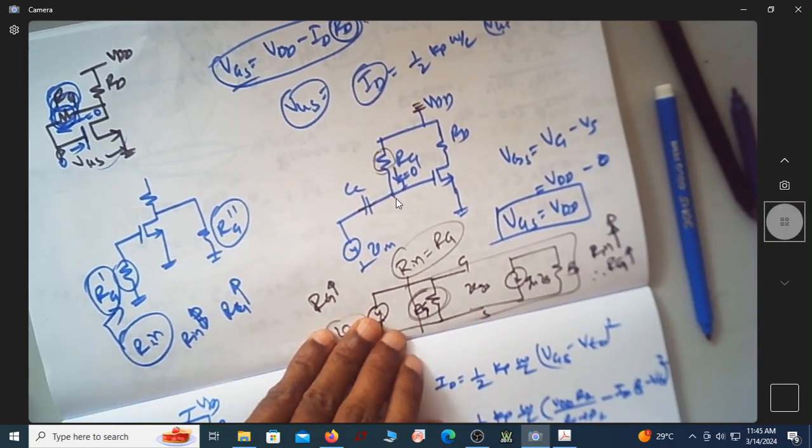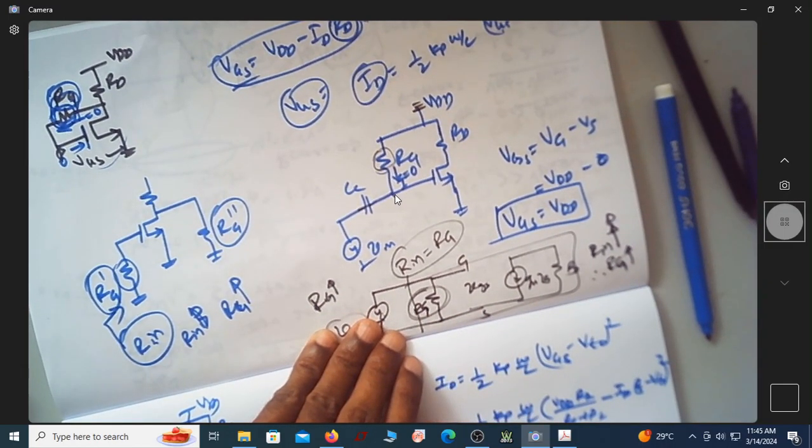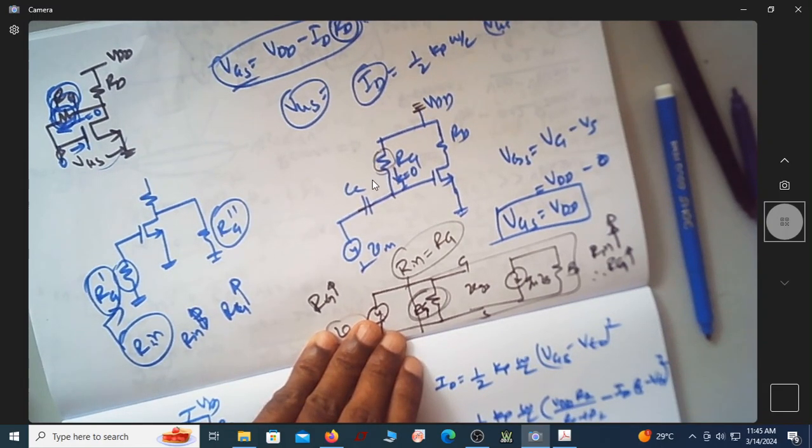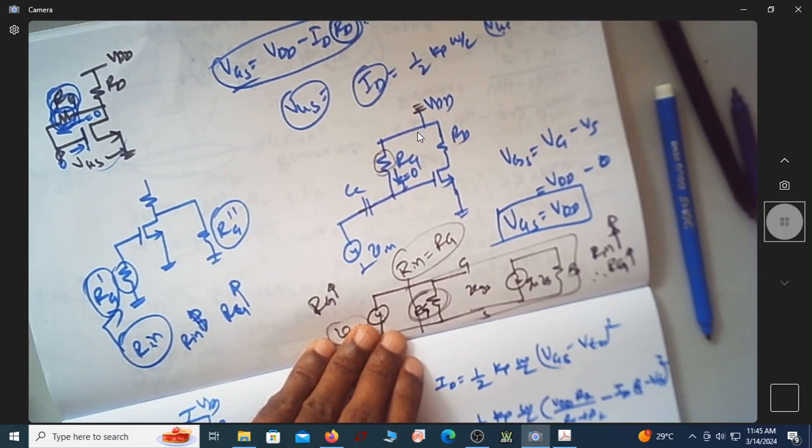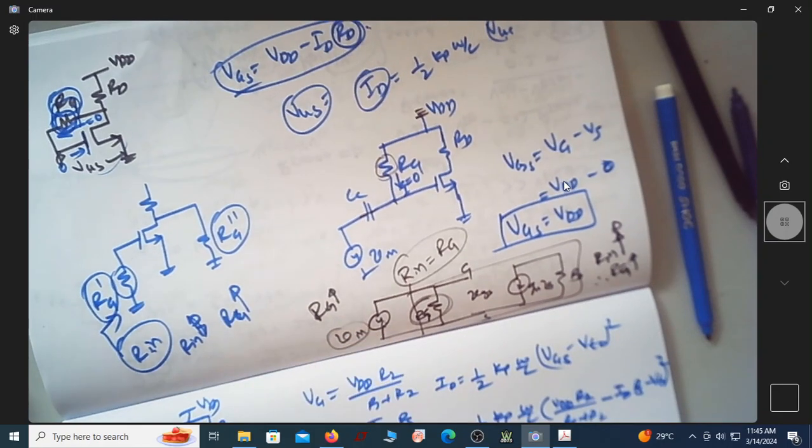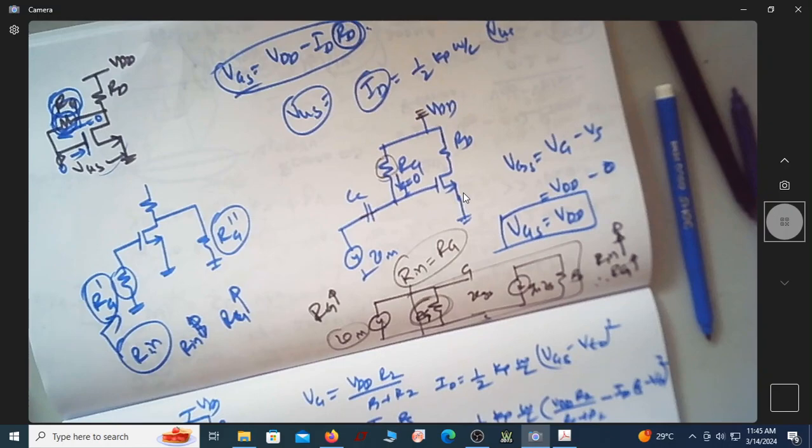So VGS is actually the voltage at the gate minus the voltage at the source. The voltage at the gate is connected to VDD through RG. Since no DC current flows through this RG, whatever is the voltage at one end of the RG, the same voltage is available here. So VG is equal to VDD. Vs is 0, that is the voltage at the source. So VGS is equal to VDD.